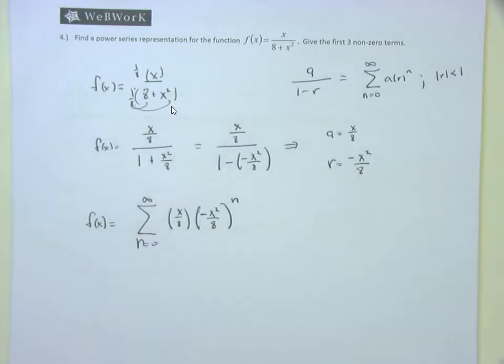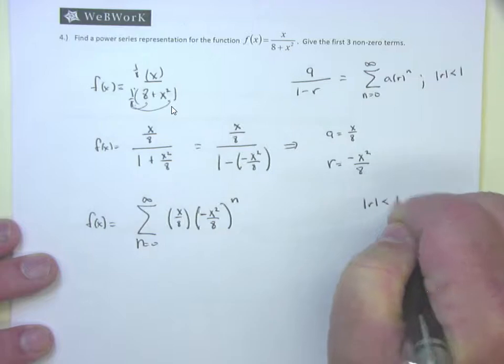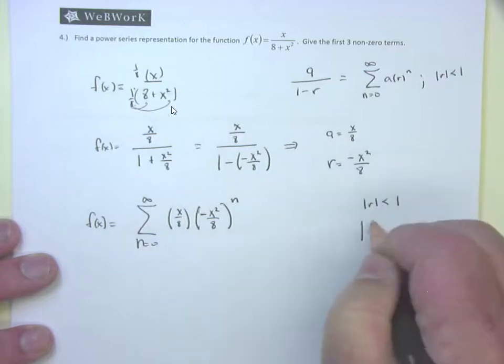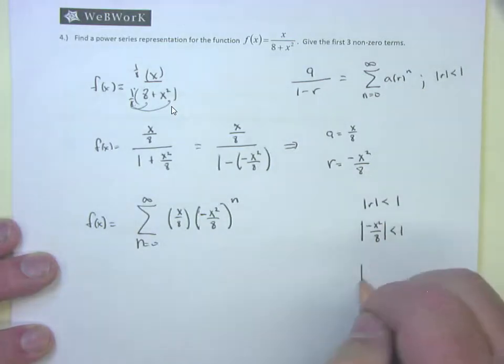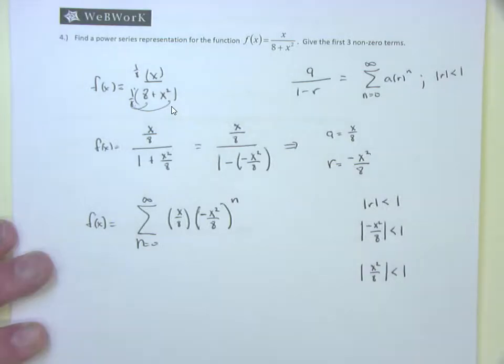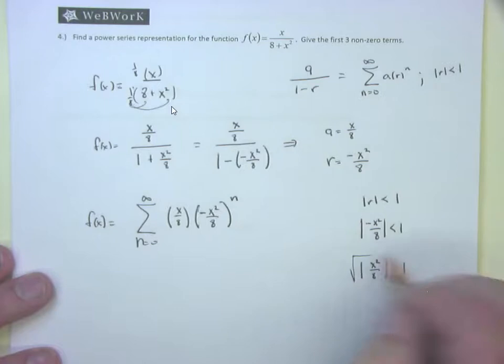So, for the interval of convergence, we have here the absolute value of r has got to be less than 1. So this is the absolute value of r, which is negative x squared over 8, has got to be less than 1. Absolute value of a negative goes away. So this becomes x squared over 8 is less than 1. But to do that double-sided inequality on solving for x, you got to get rid of your powers. So what gets rid of a square? You're going to take the square root of both sides.